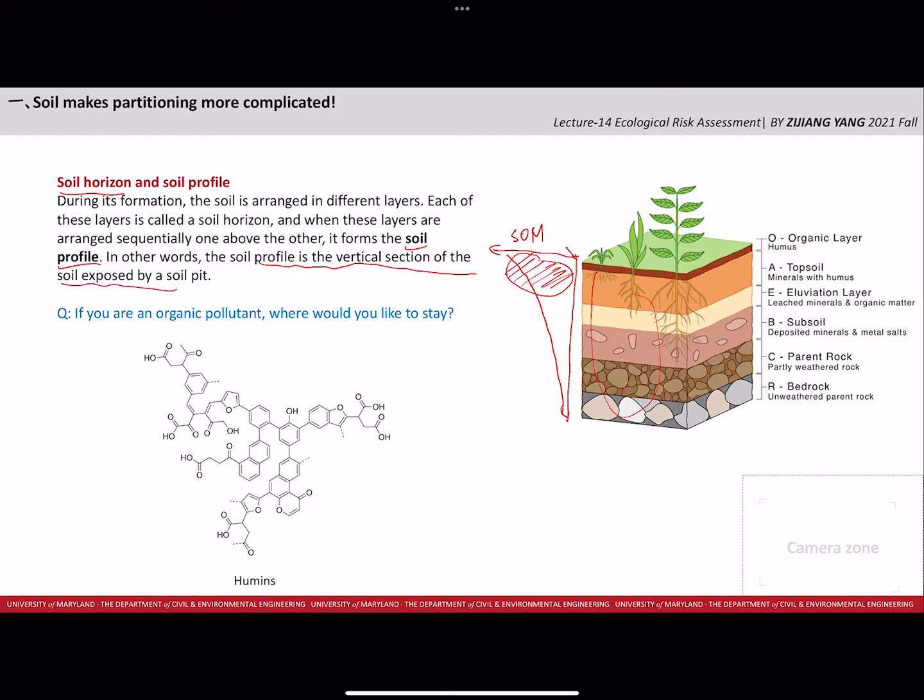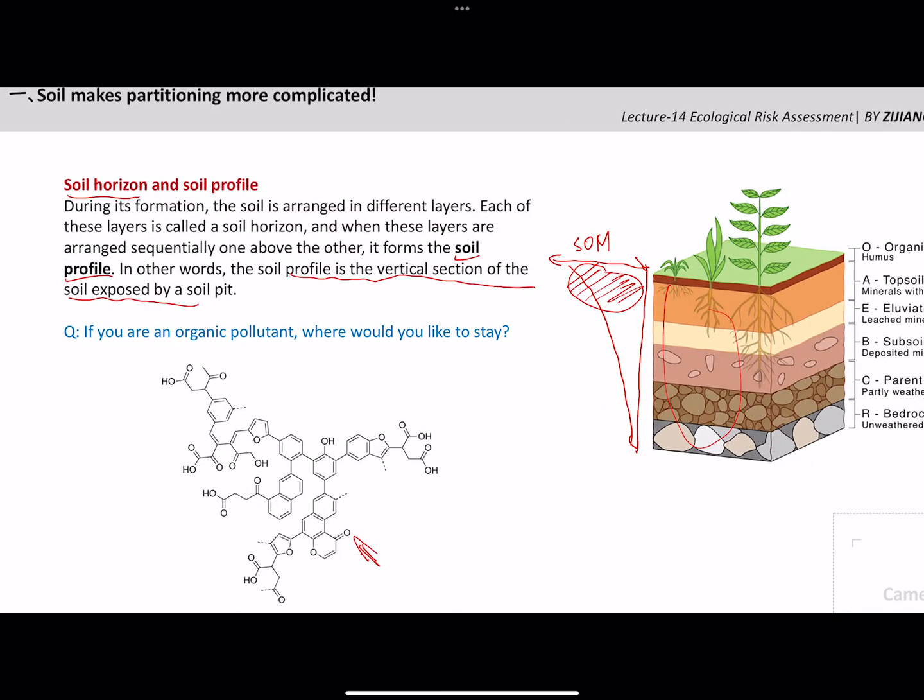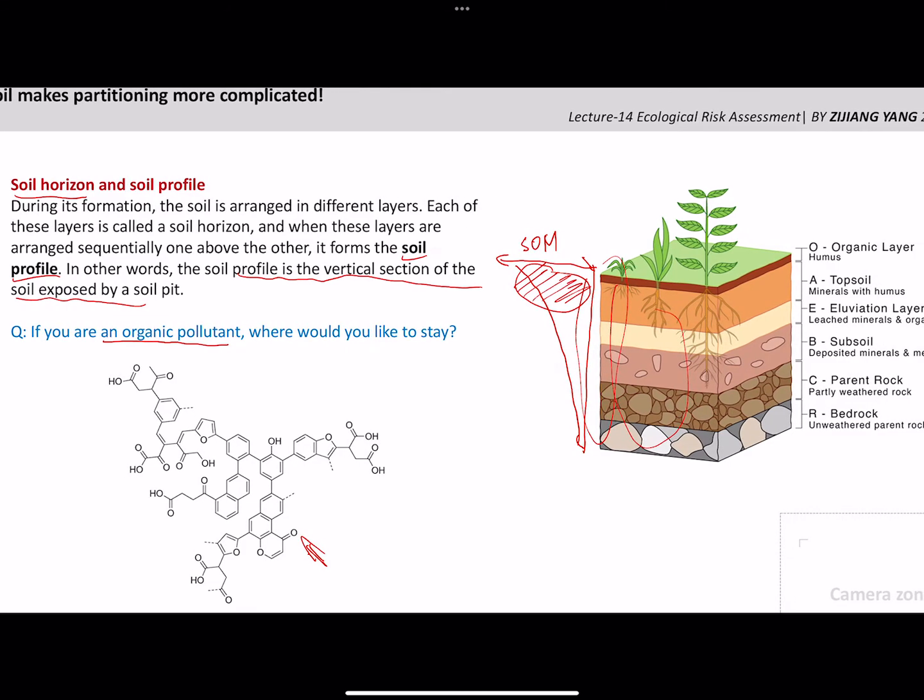So for soil organic matter, we may have something like this. This is called humins. From its structure, we can see that it is very large and has many benzene rings. So it is relatively hard to decompose, and so they are relatively stable. So I have a question: if you are an organic pollutant, where would you like to stay? At which horizon would you like to stay?